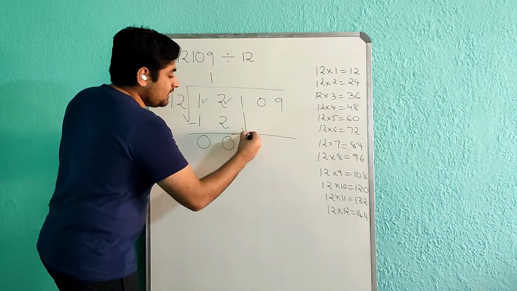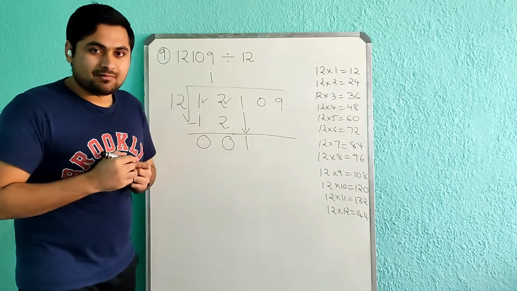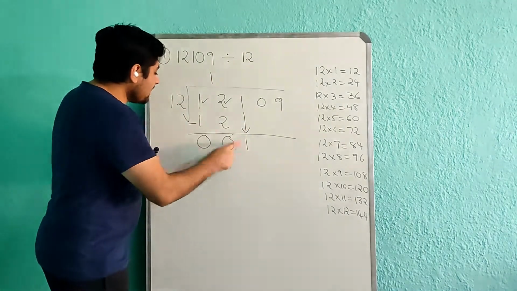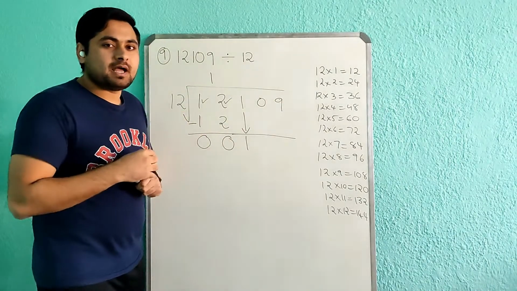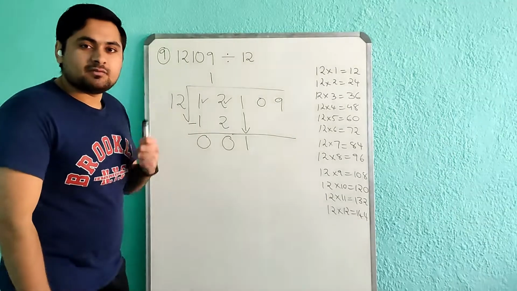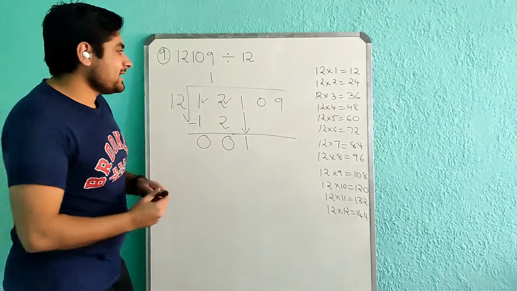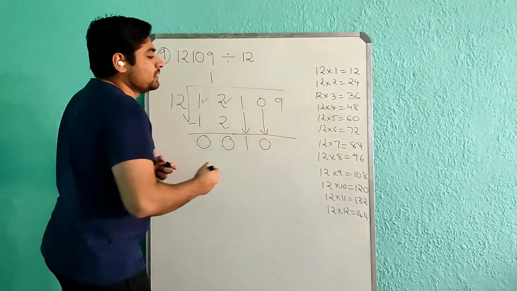Let's go and bring down the first one here. So if we bring down the 1, let's first ask ourselves, does 1 come in the table of 12? We know 1 does not come in the table of 12. Why? 1 is smaller than 12, right? So therefore it doesn't come in the table of 12. So what is the next step? Next step is to bring down the second number, which is a 0.